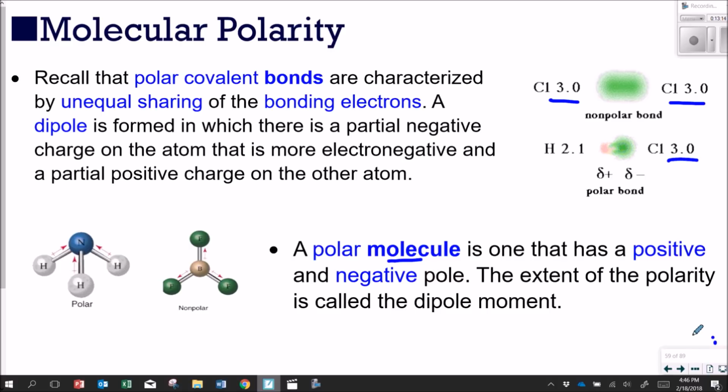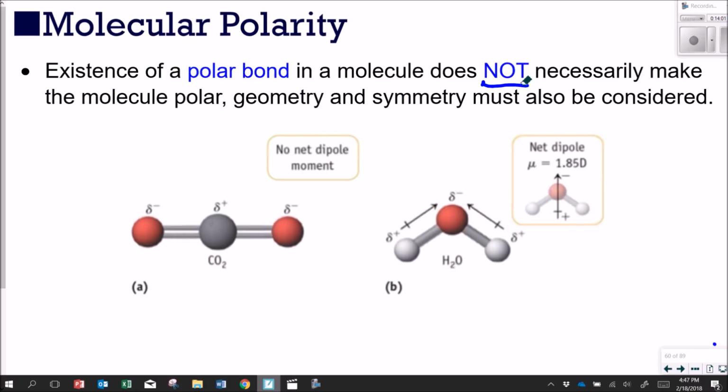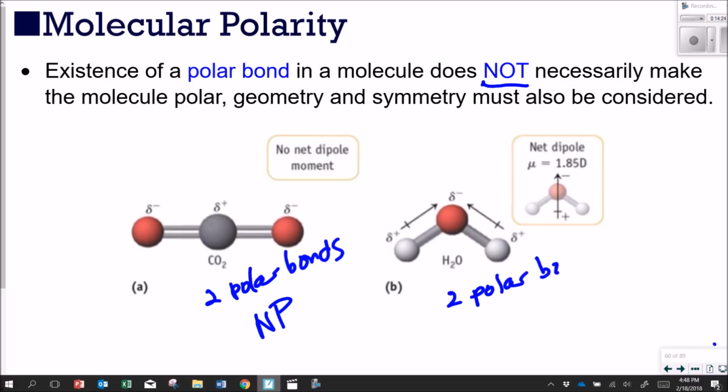A polar molecule is one that has a positive and negative pole, and the extent of the polarity is called a dipole moment. Bear in mind that the existence of a polar bond in a molecule does not necessarily make the molecule polar. We have to consider geometry and symmetry also. So if we look at carbon dioxide, it has 2 polar bonds, and yet it is a nonpolar molecule. Water also has 2 polar bonds, but water is a very polar molecule. So we'll find out in the next slides how we determine polarity of the whole molecule.